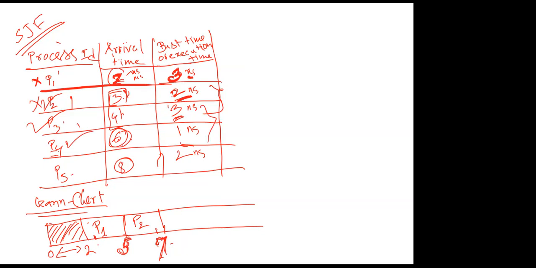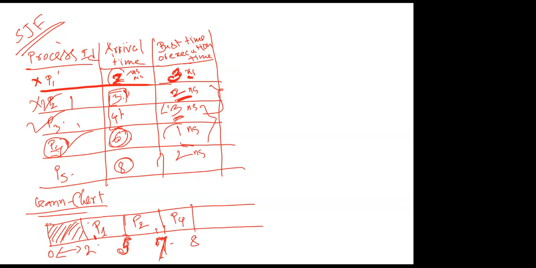Here P4 needs one time unit, and P3 needs three time units. So P4 will be scheduled by the operating system and executed. It will take 1 time unit, or 1 nanosecond. So 7 plus 1 is 8, and then it completes its execution. Now the clock time is 8.